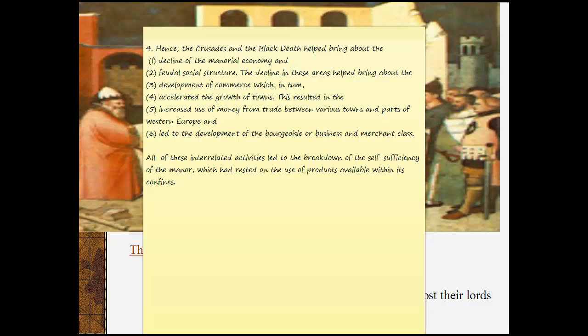This resulted in the increased use of money from trade between various towns and parts of Western Europe, and led to the development of the bourgeois or business and merchant class. All of these interrelated activities led to the breakdown of the self-sufficiency of the manor, the feudal system, which had rested on the use of products available within its confines.